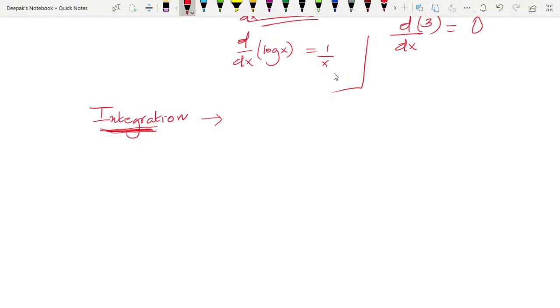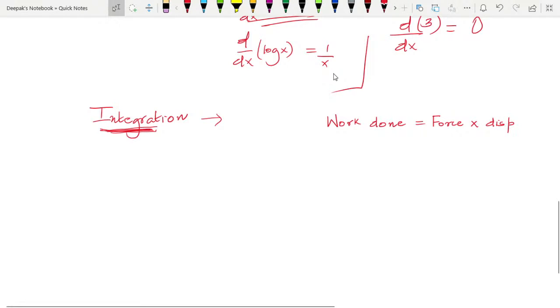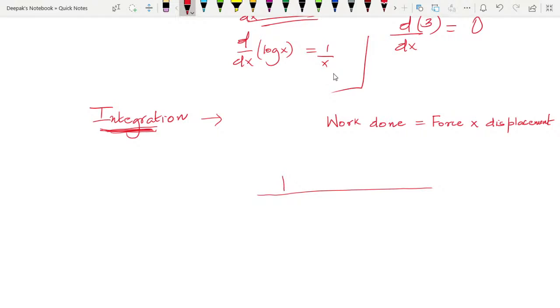You know the formula for work done. Work done formula you must have done before also, that's why I am using this. Work done is force into displacement, right? This is the formula for work done. Now let us say we have a small setup and we have a box here, and there is a force acting on this.